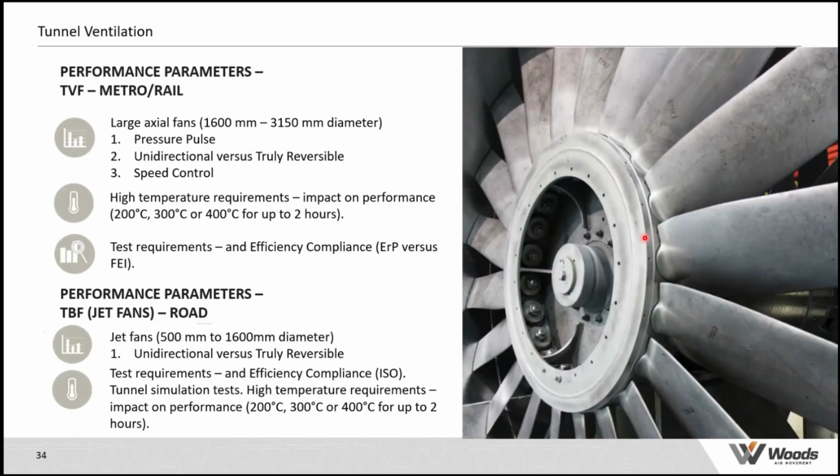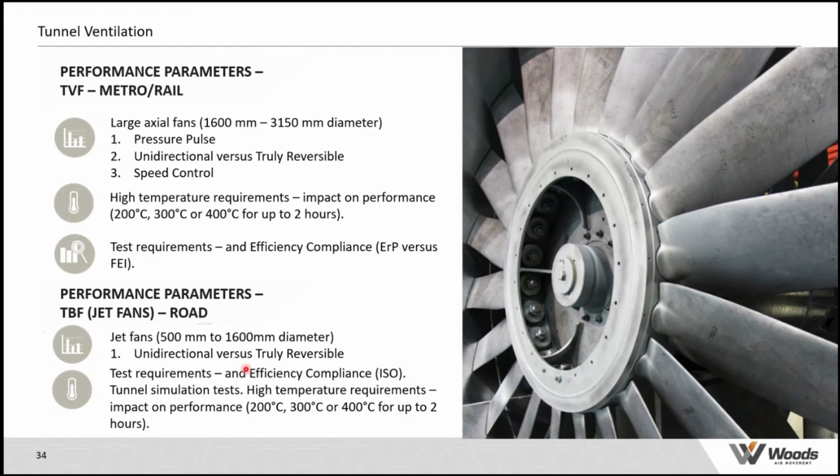So I've only got a couple of bits left. So just to think about the product range. Okay, so large axials, we consider them from 1600 millimeters up to 3.1 meters. You can have them suitable for one direction or both directions, bidirectional reversible, and they can be certified for 200, 300 or 400 degrees C for 2 hours, and we have extensive ranges of those.